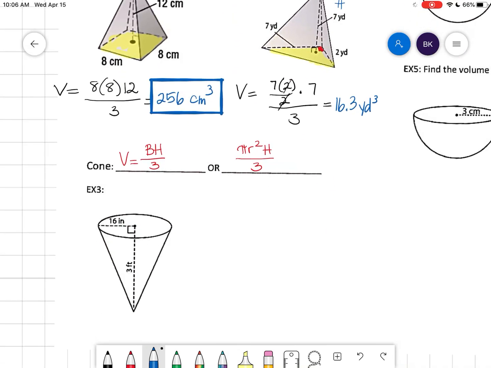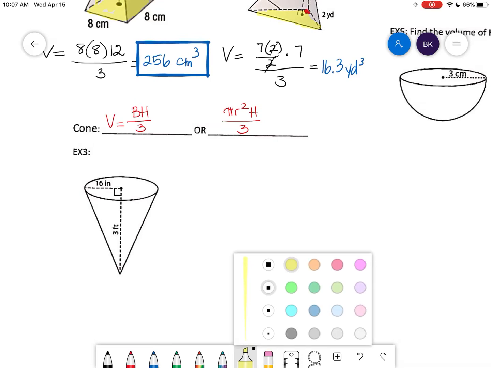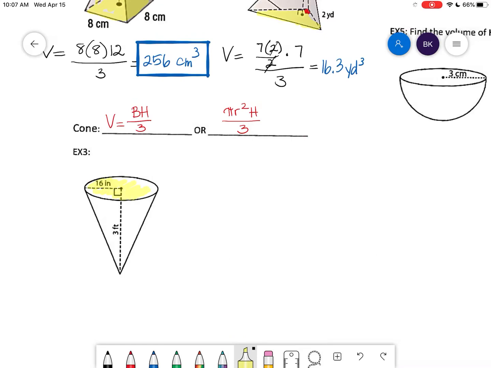Moving on to our next 3D solid, and that is a cone. Again, the same thing. The basic formula is base times height divided by 3. So volume is found by finding the area of the base and dividing it by 3. The only difference is now the base is a 2D shape, and that is a circle. Our circle, and the area of the circle, as you know, is found by the formula pi r squared, times the height.